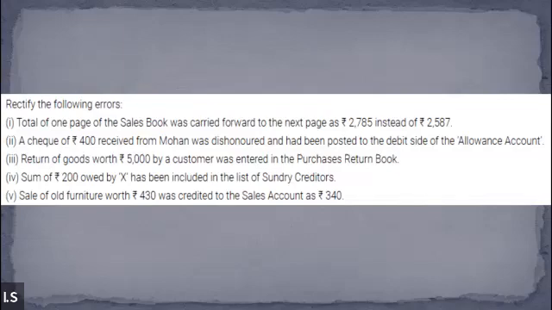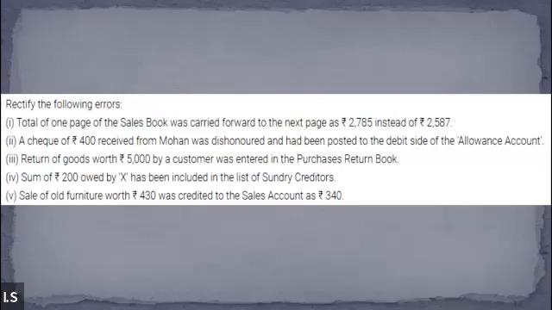So return of goods worth rupees 5,000 by a customer was entered in the purchase return book. Tell me, return of goods by a customer, what kind of return is it? Sales return. So it should have been recorded in the sales return, but by mistake we have recorded it in the purchase return, right? Yes, sir.